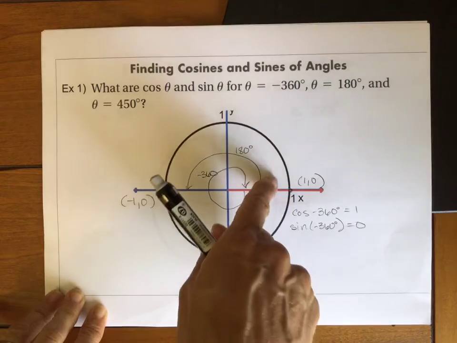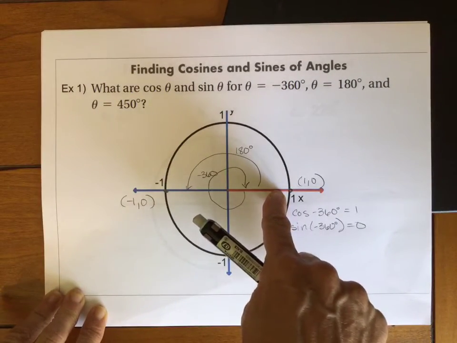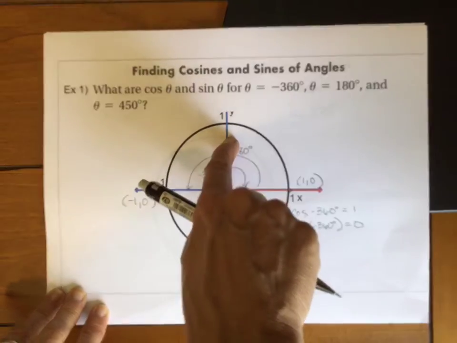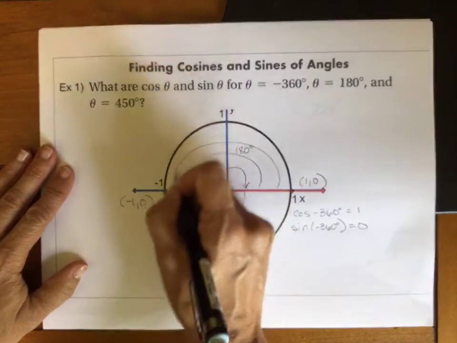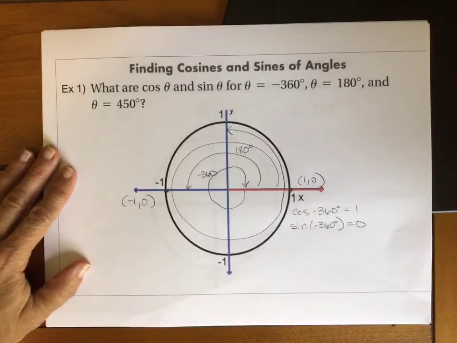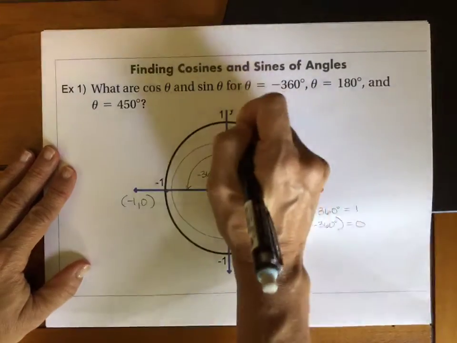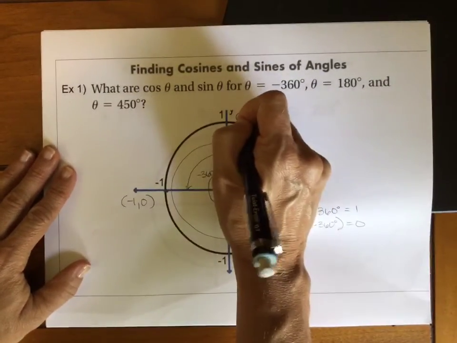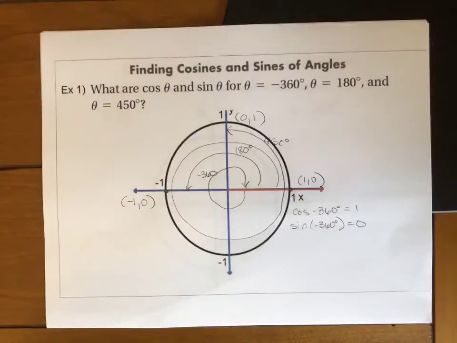And it's positive, so we're going counterclockwise. So here's 360, and then if I add another 90, I'm at 450. So if we drew that in, that's lots of these rotations. So that's 450 degrees. And up here, I know that cosine is 0 because my x value is 0 and sine is 1. All right.